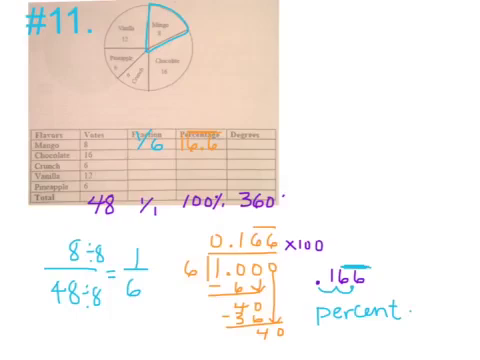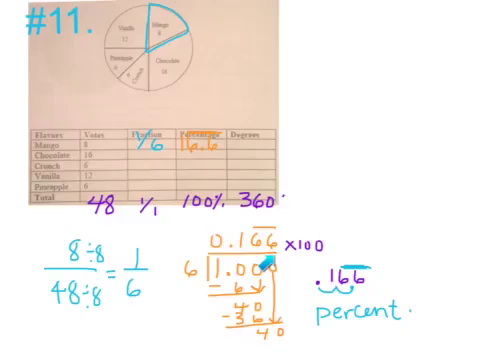Okay, the last thing we need to find is the degrees. So on your notes handout, it said to get the degrees or the angle, you need to take the amount divided by the total, which we've already done. The amount divided by the total should be 0.166 repeating, and then multiply it by 360 because that's how many degrees a full circle is.